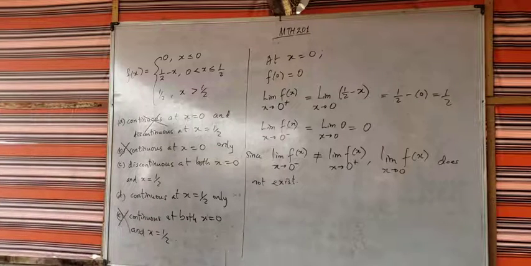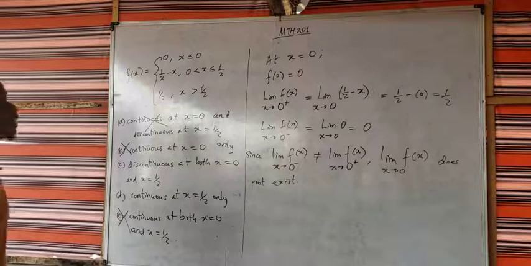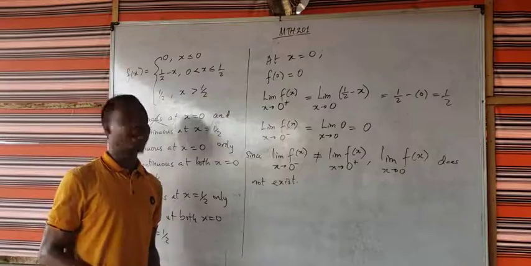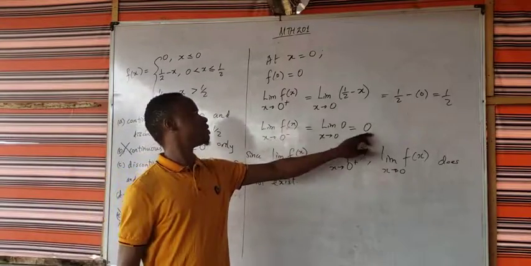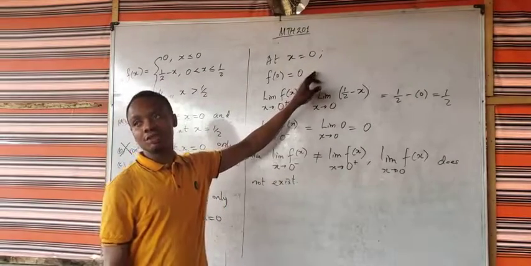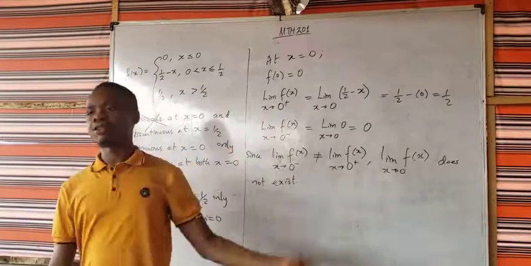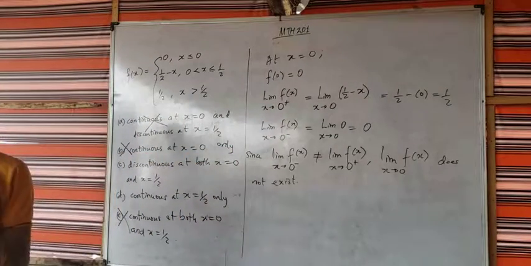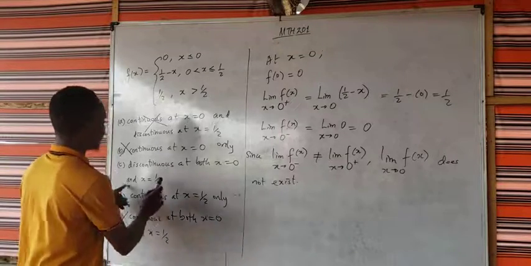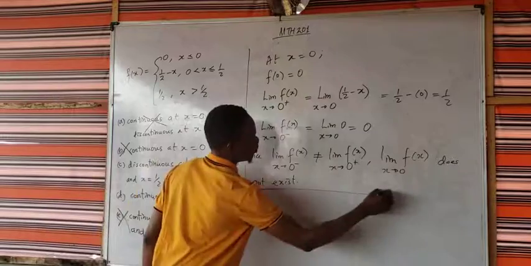What if I ask you this? Is the function right continuous or left continuous at x equal to 0? Is it right continuous or left continuous? Left continuous. Why? Because the limit from the left is equal to the definition of the function. Is that clear? It is left continuous, but it is not continuous. For it to be continuous, it has to be continuous at both ends together. Alright, so we will find out for x equal to 1 over 2.